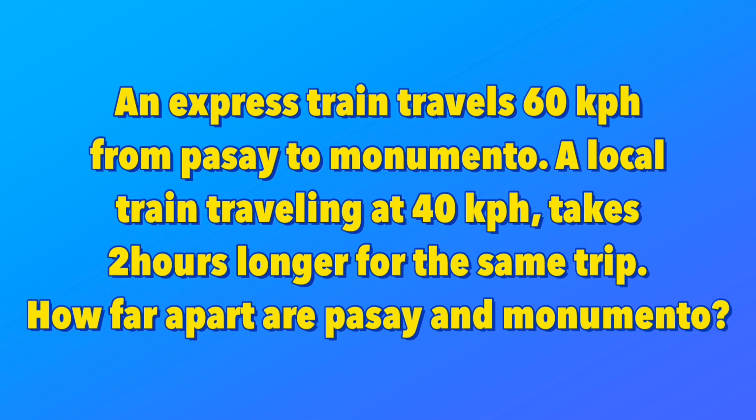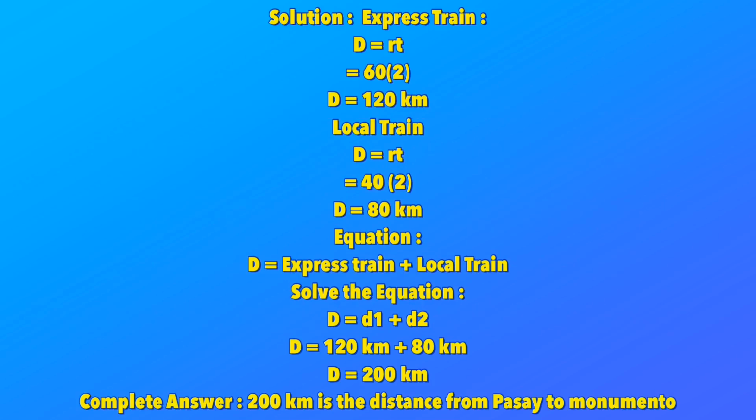So our solution: for the express train, we will use the formula distance equals RT. Then for the local train, also distance equals RT. The rate of the express train is 60, and the time covered is 2 hours, so the distance of the express train is 120 kilometers. For the local train, the rate is 40 times 2, so the distance covered is 80 kilometers.